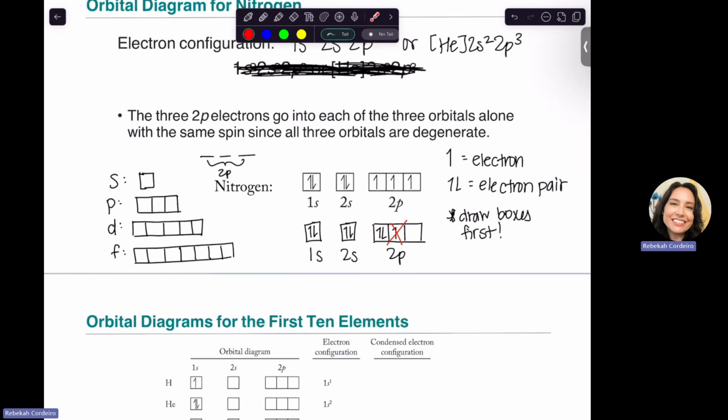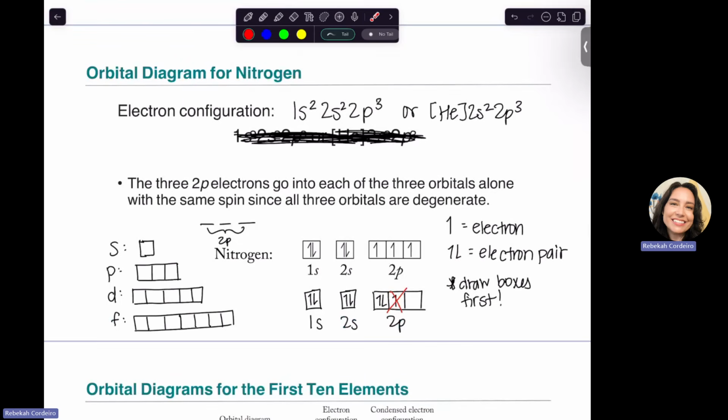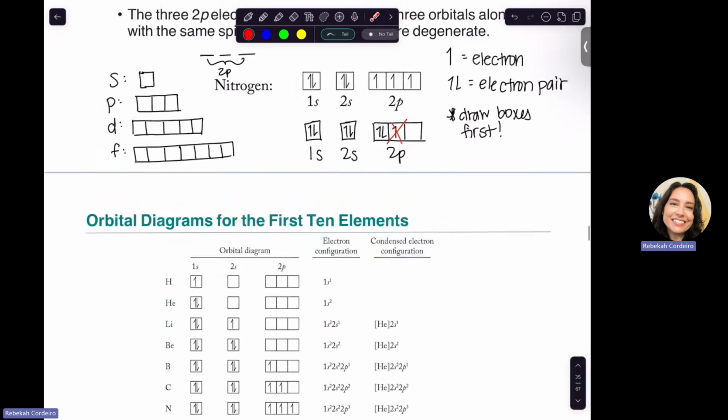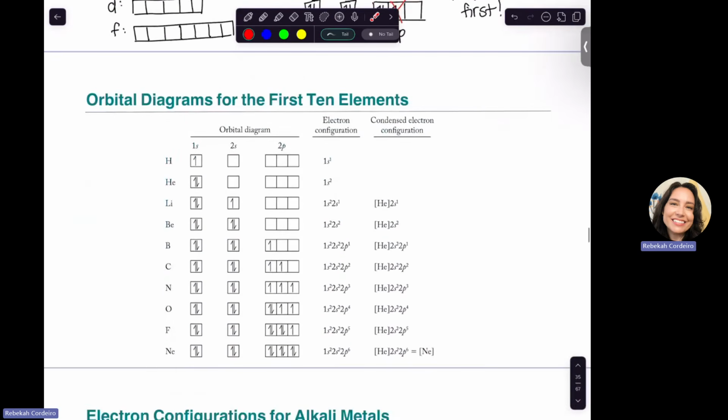This is going to come with practice, y'all. It seems like a lot and weird right now. It's not intuitive. Just give it some practice. Start with electron configuration and then build up to the orbital diagrams. So here are the orbital diagrams and electron configurations for the first 10 elements, and you can literally see how we fill up those boxes.